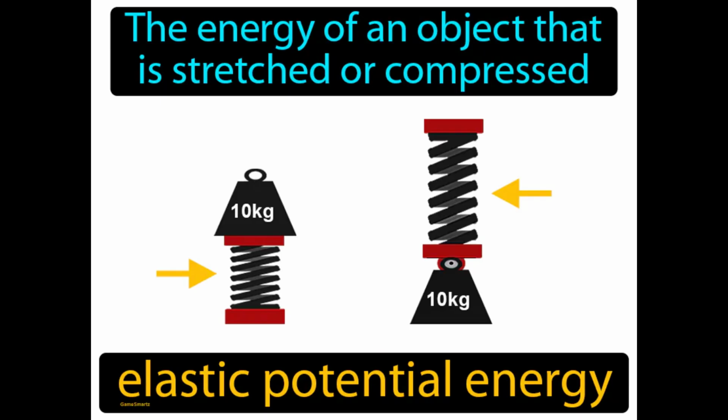The energy of an object that is stretched or compressed: elastic potential energy. It is the stored energy in objects that can return to their original shape after being deformed, like a stretched rubber band.